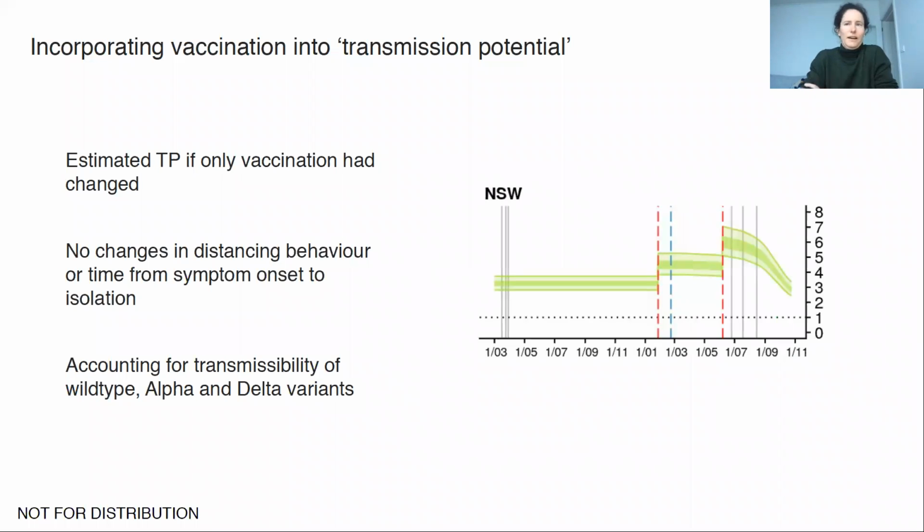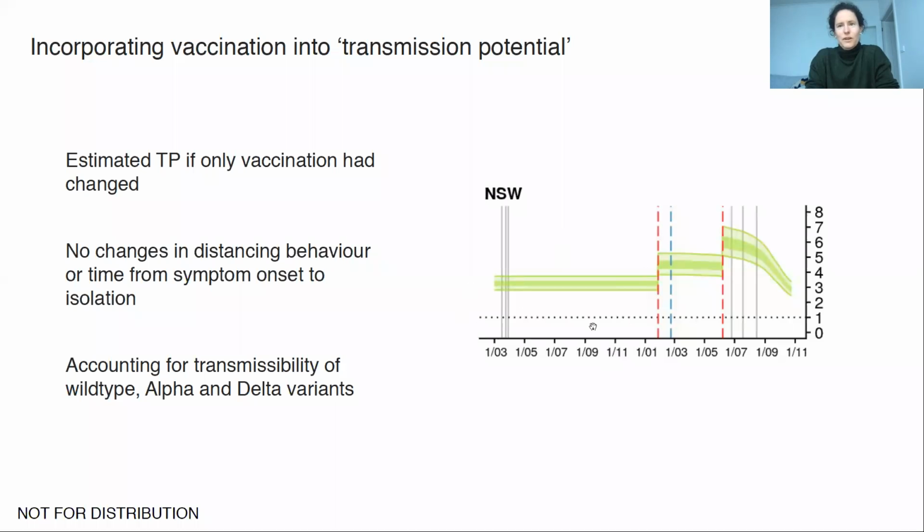And this is a plot of transmission potential. So the estimated transmission potential if only vaccination had changed. So that's incorporating those effects that I just showed in the previous slide. This is assuming that there are no changes in distancing behaviour or time from symptom onset to isolation. So only the vaccination has changed estimates. And here we're accounting for transmissibility of wild type, Alpha and Delta variants.